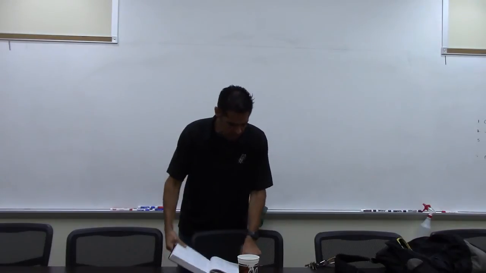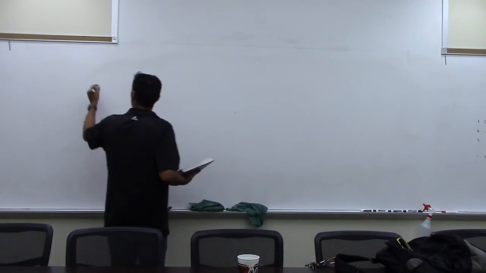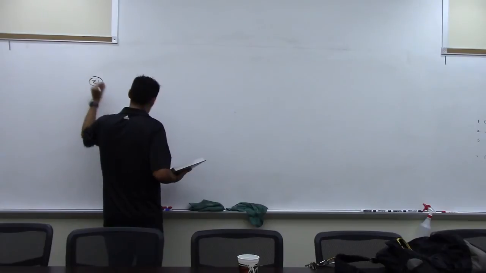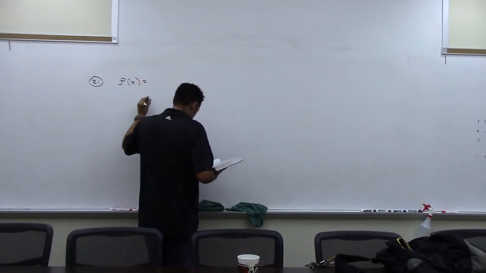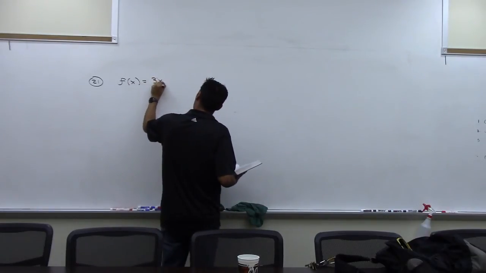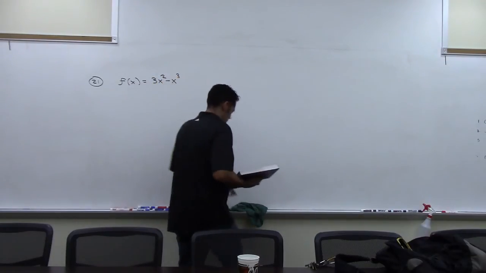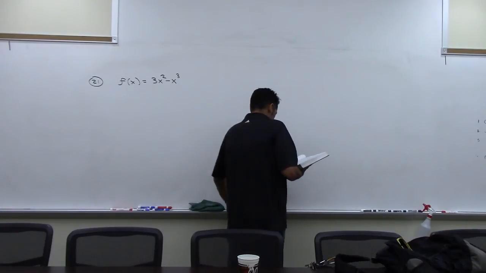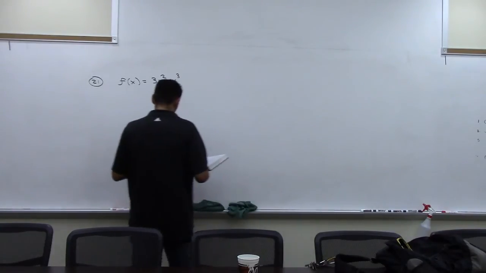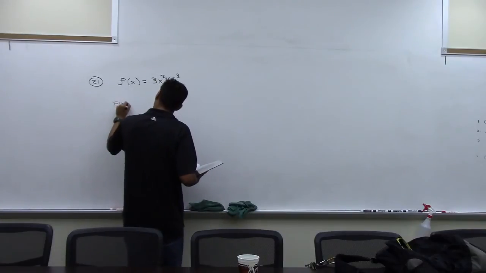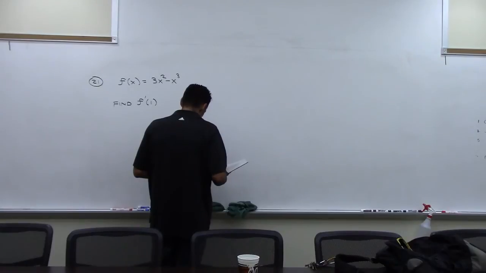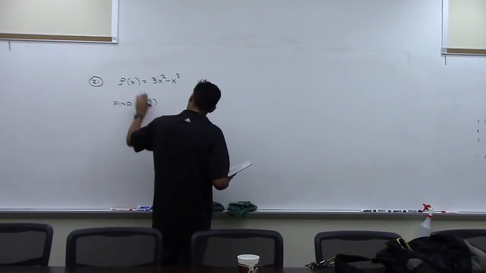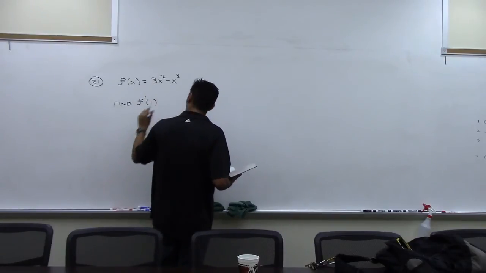So number 21 says, if we have a function f of x equals 3x squared minus x cubed, find f prime of 1, and then find the equation of the tangent line to the curve y equals 3x squared minus x cubed at the point 1, 2.